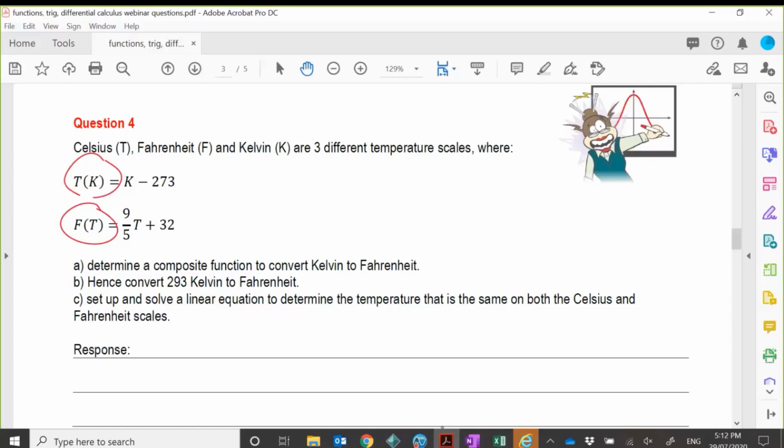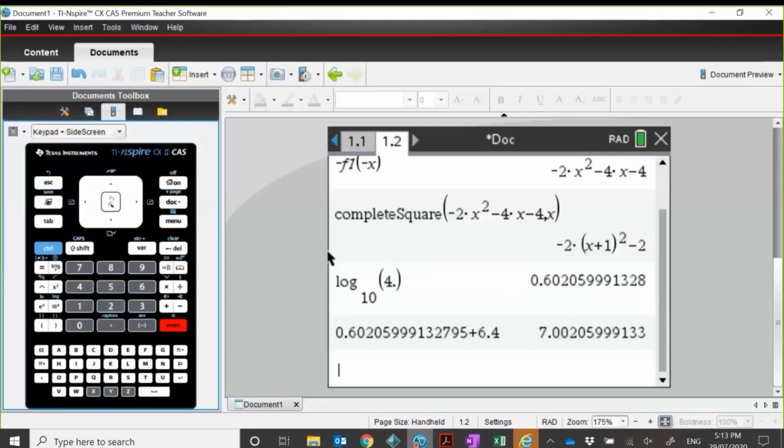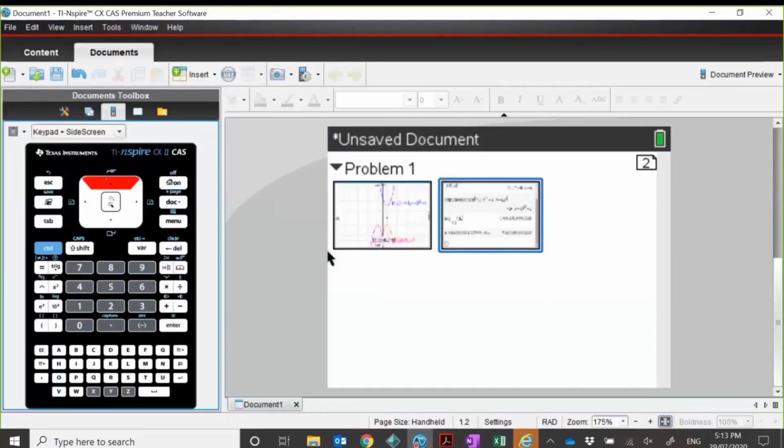Determine a composite function to convert Kelvin into Fahrenheit. So what we essentially need to do is we need to substitute the first function into the second one, because that will give us Fahrenheit in terms of Kelvin. And we can do all of this on the calculator. The first thing we need to do, I'll just close these other pages.